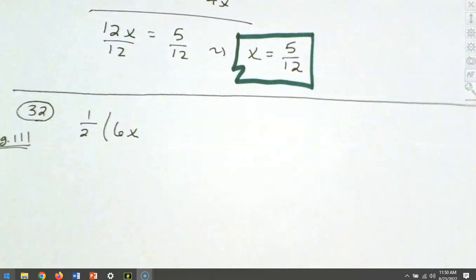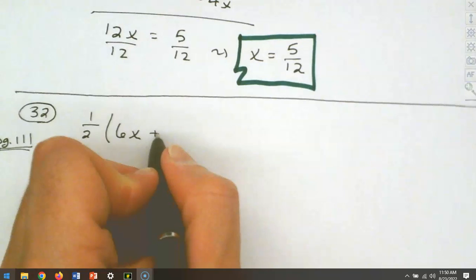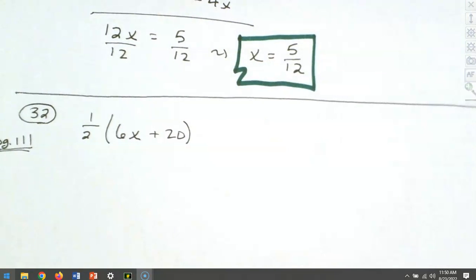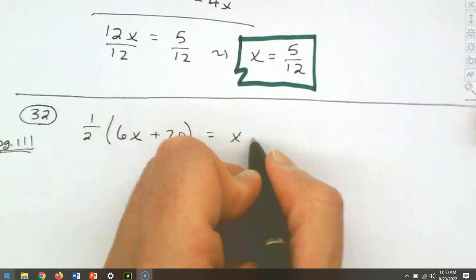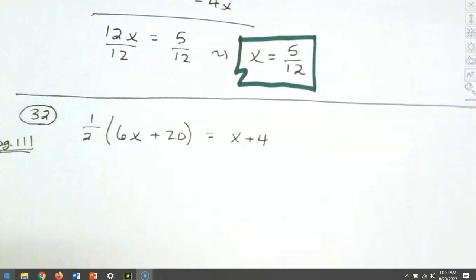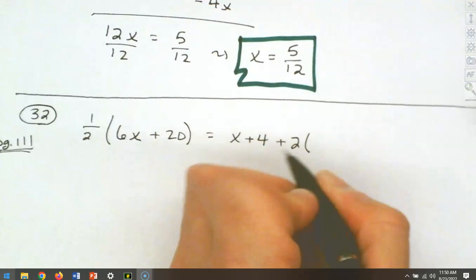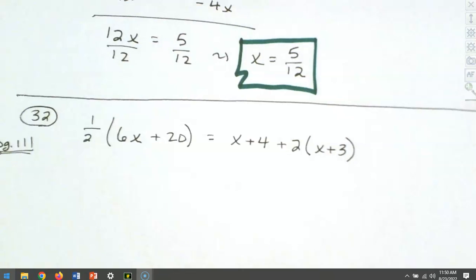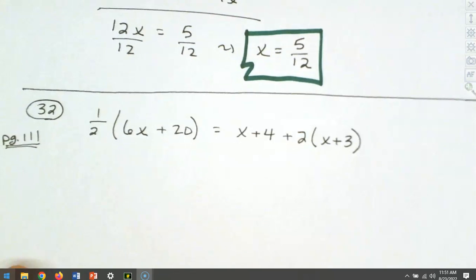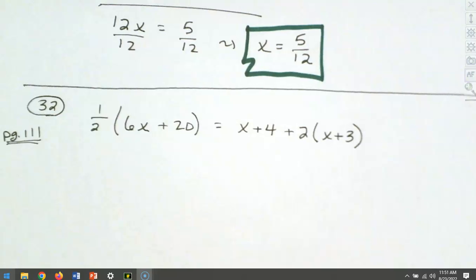And it is 1/2 of 6x plus 20 equals x plus 4 plus 2 times x plus 3. And this one should come out to be an identity. And the fractions are actually going to clear themselves out. So we're not going to have to worry so much about this fraction because it's going to clear out on its own.